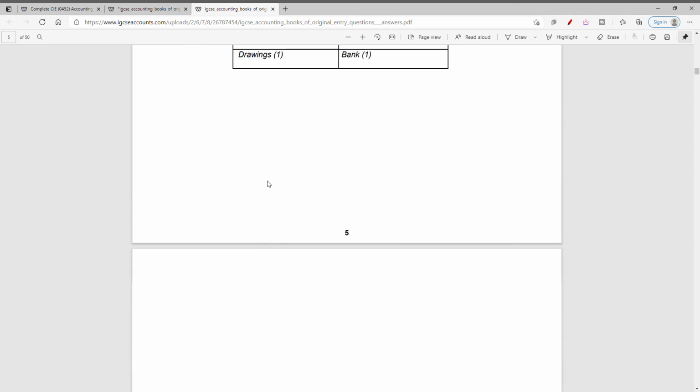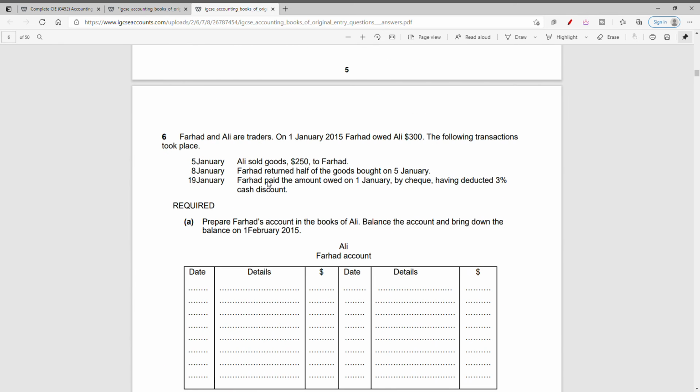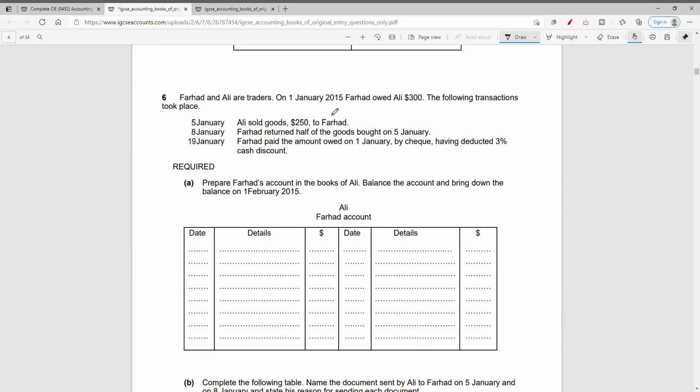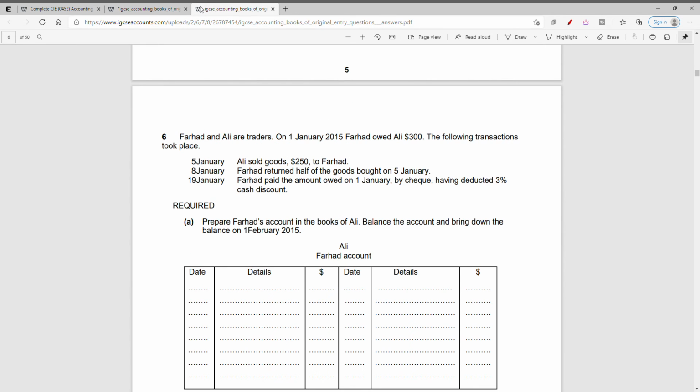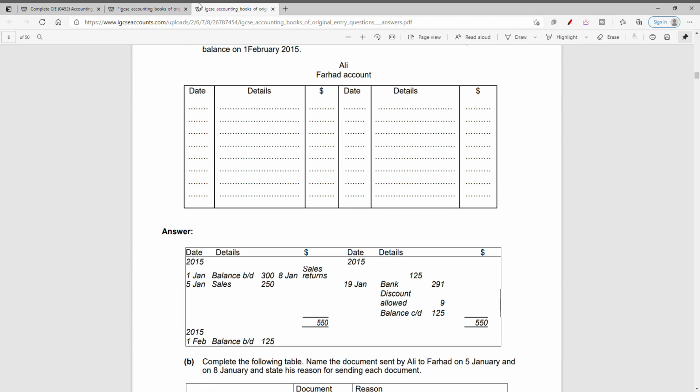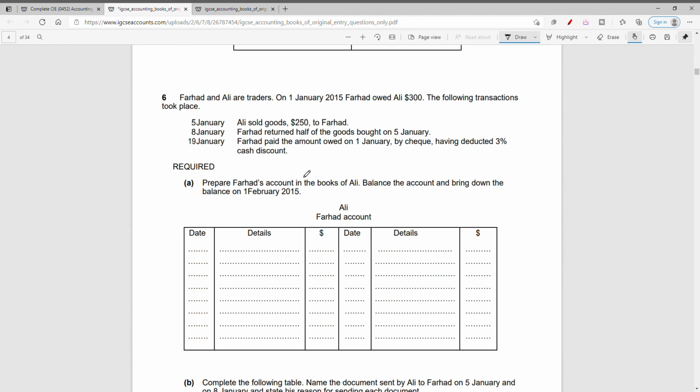Okay, number six, we have some transactions here. It says that Farhad and Ali are traders. On the 1st January 2015, Farhad owed Ali $300. So that's already, I believe, a balance b/d somewhere. And I know we're going to be doing a balance b/d of that, probably on the debit side, because we are preparing Farhad's account. The following transactions took place. Ali sold 250, Farhad returned half, and so on and so forth. And it says, always read the required, because that's really important in accounts.